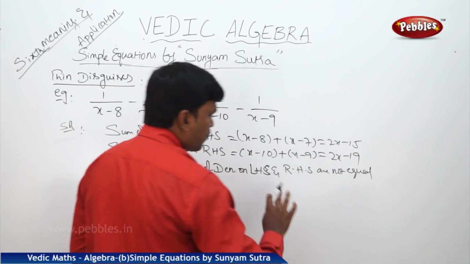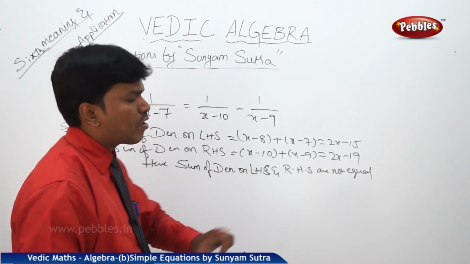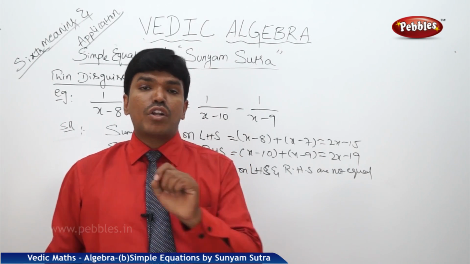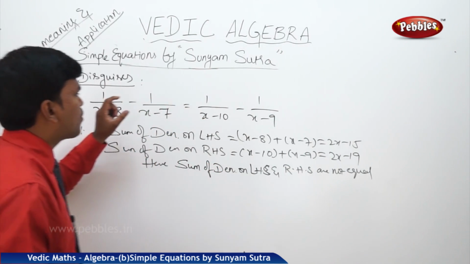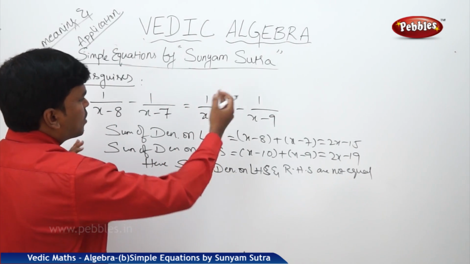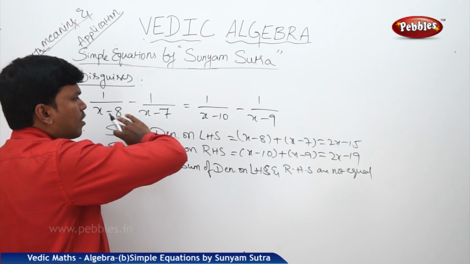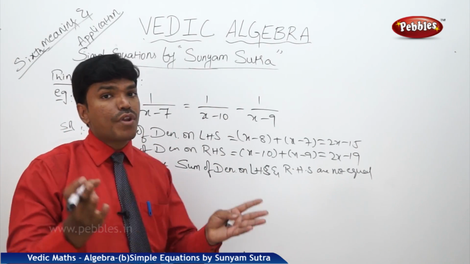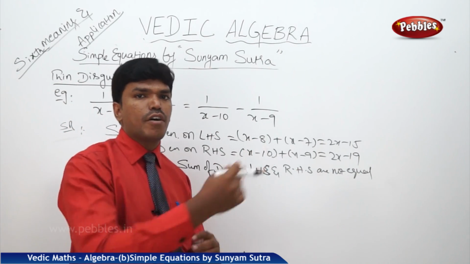Yes or no? Here the sum of denominators on the LHS and RHS are not equal. If the denominators are not equal, look at the problem once more. If you shift one term of the right hand side to the left, and one from the left to the right, that means we have to transpose the terms, exchange the terms.